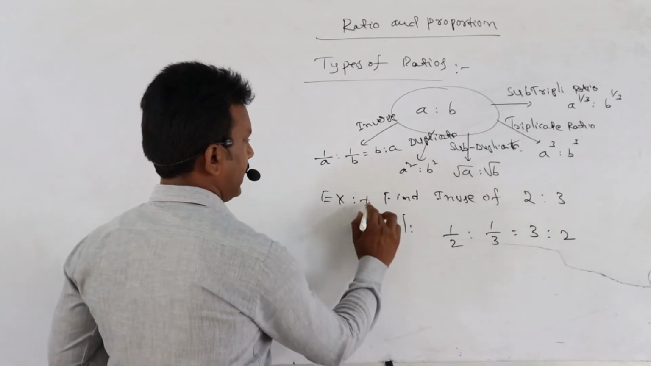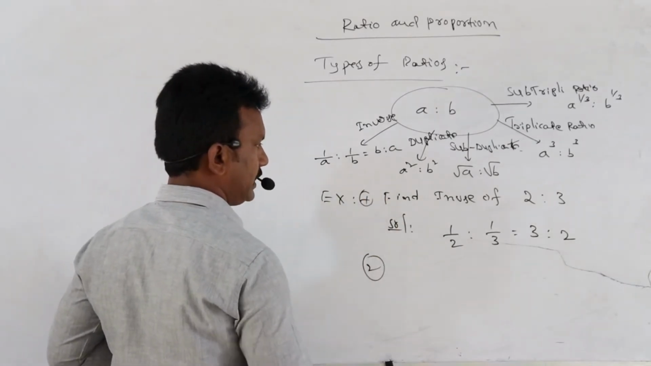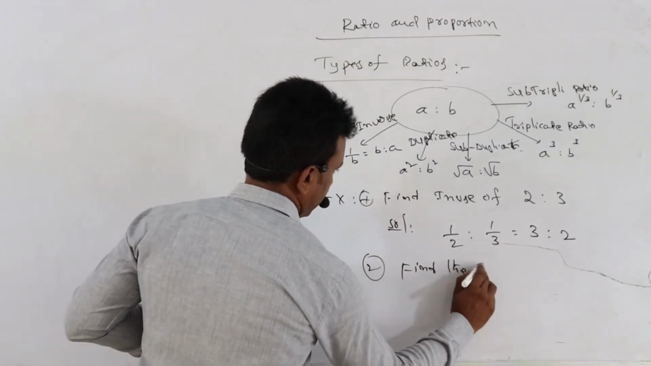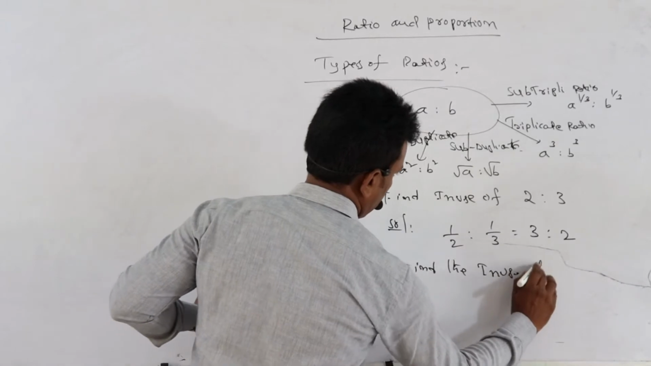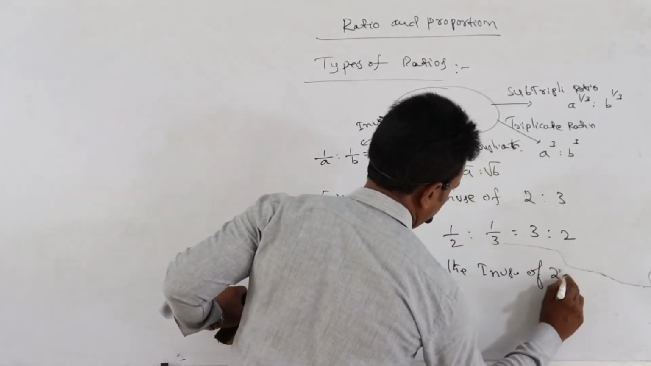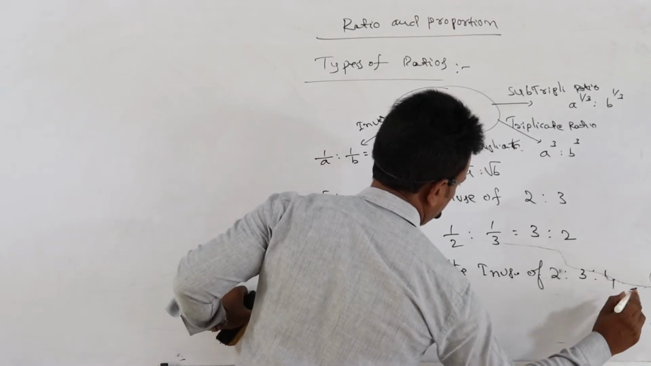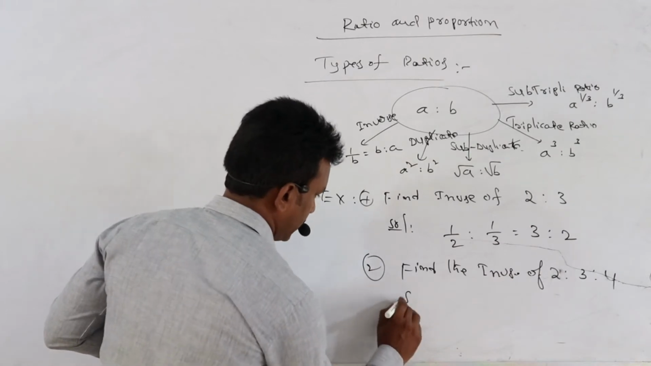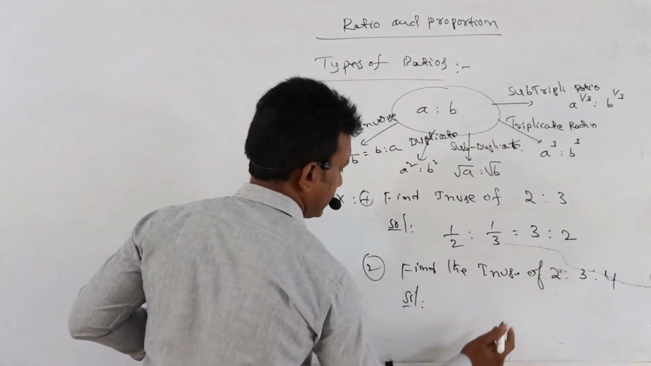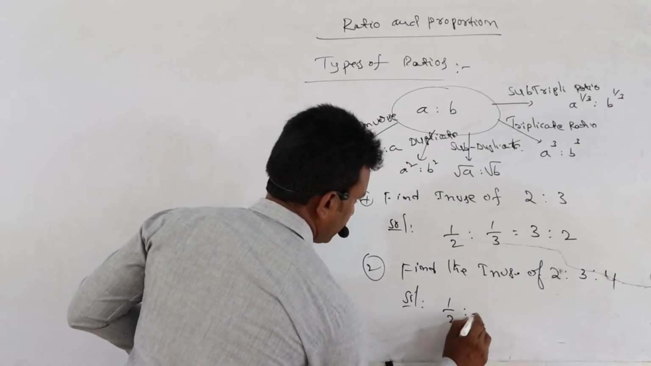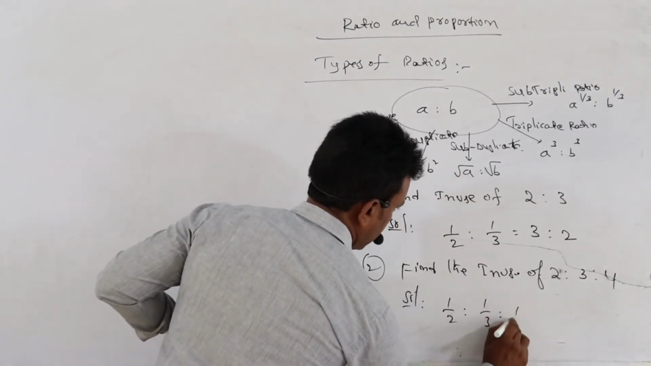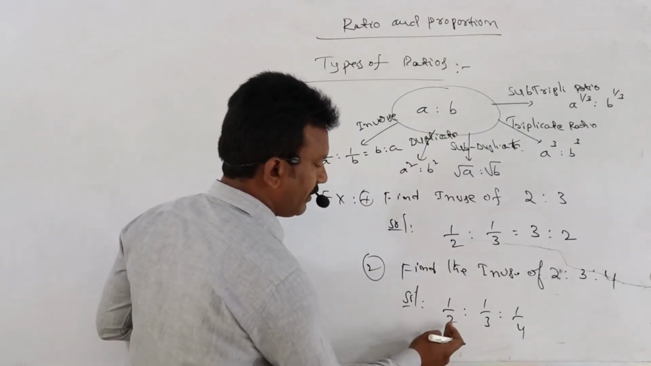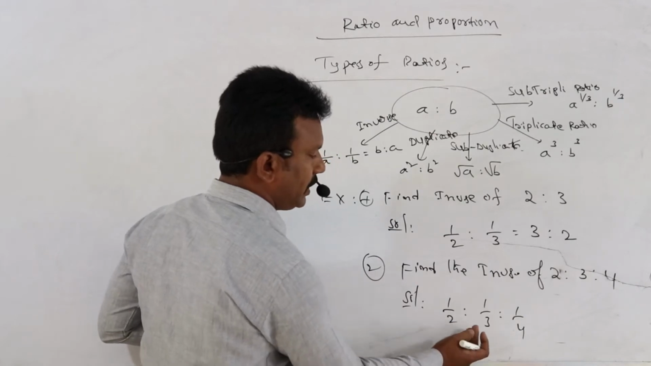In the same way, next, example 2: find the inverse ratio of 2 is to 3 is to 4. For the solution, first we write the inverse of each term: 1 by 2 is to 1 by 3 is to 1 by 4. Then we take the LCM. First we find the LCM of 2, 3, 4. What is the LCM of 2, 3, 4?